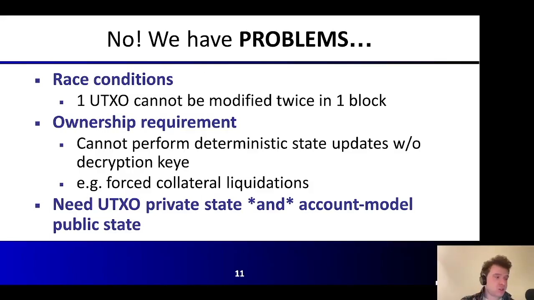The problem with UTXOs is that you run into race conditions. If you consider a block of cryptocurrency transactions, say a block with 100 transactions in it that is about to be posted on chain, you cannot modify a UTXO twice in the same block. If two transactions modify one UTXO, both are going to try to delete that UTXO and create a new UTXO that represents the modified value. The second transaction in the block that tries to do this will fail, because the original UTXO no longer exists.